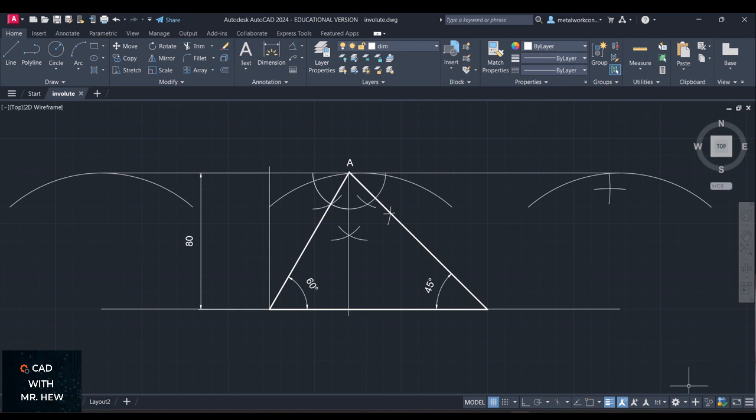We're definitely now at the end of today's video. So in today's video, we looked at the construction of a triangle given the altitude and the two base angles.